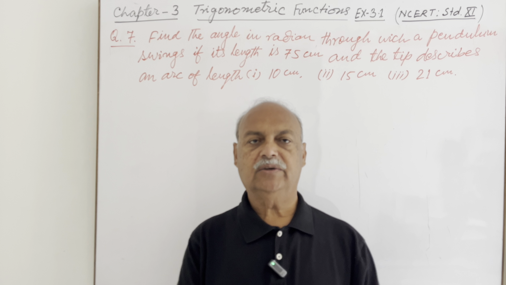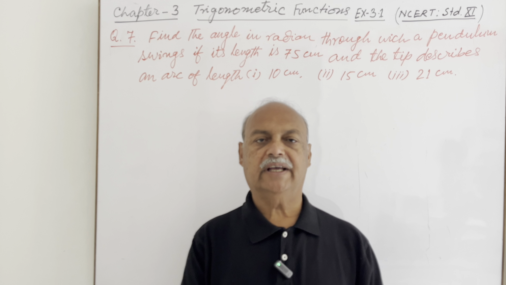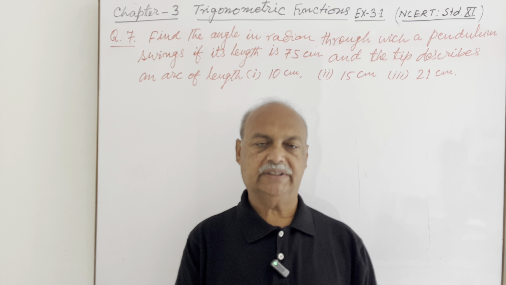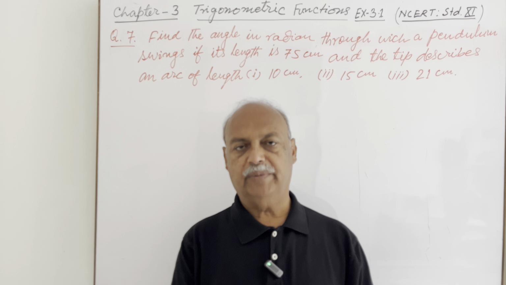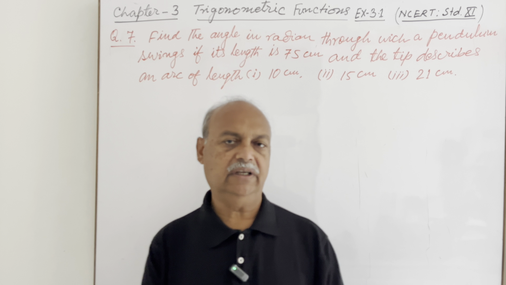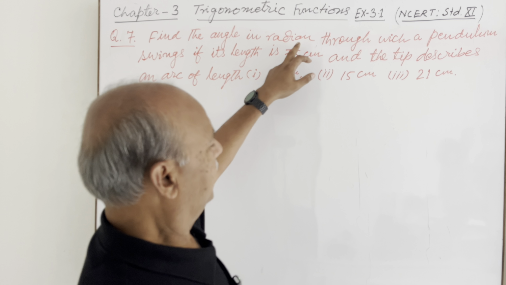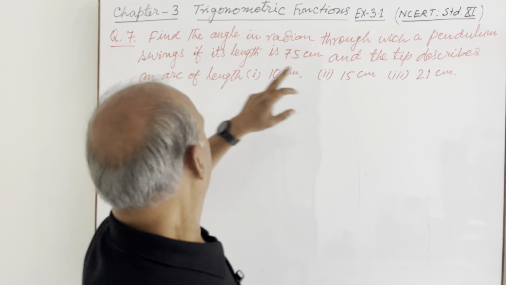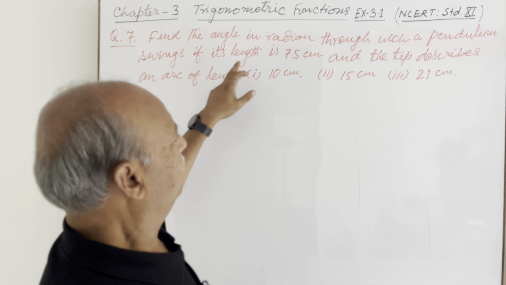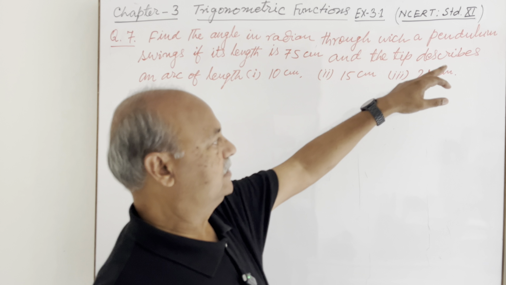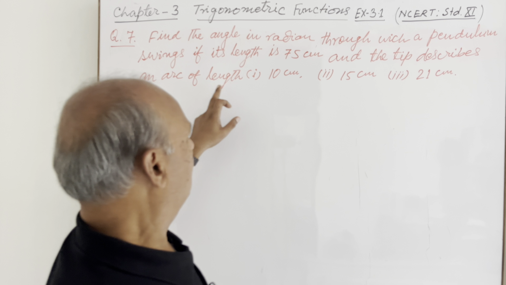Here we are discussing question number 7 from exercise 3.1 of chapter number 3, Trigonometric Functions. Question has been taken from NCERT book of class 11. Here the question is: find the angle in radian through which a pendulum swings if its length is 75 centimeter and the tip describes an arc of length.